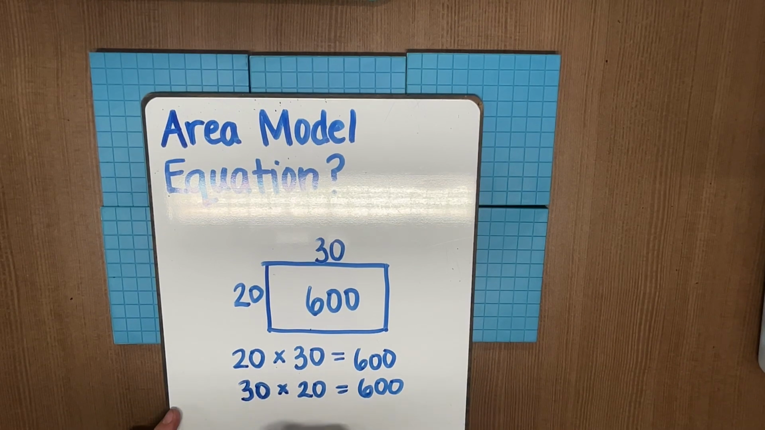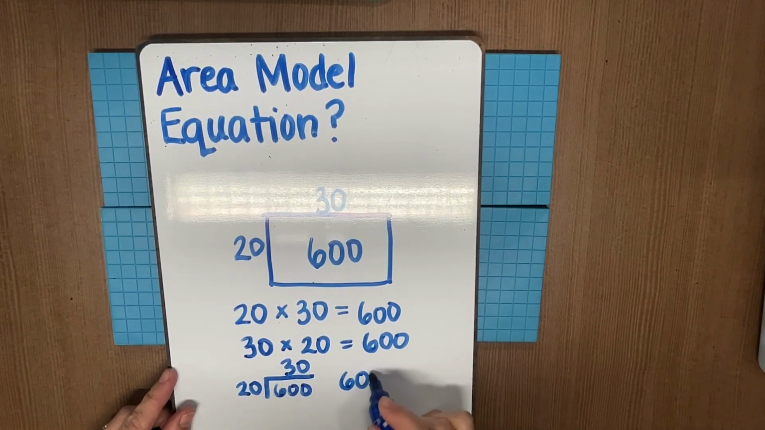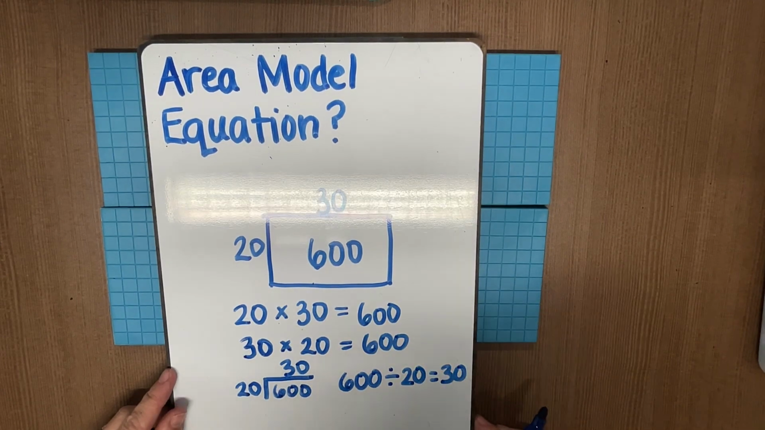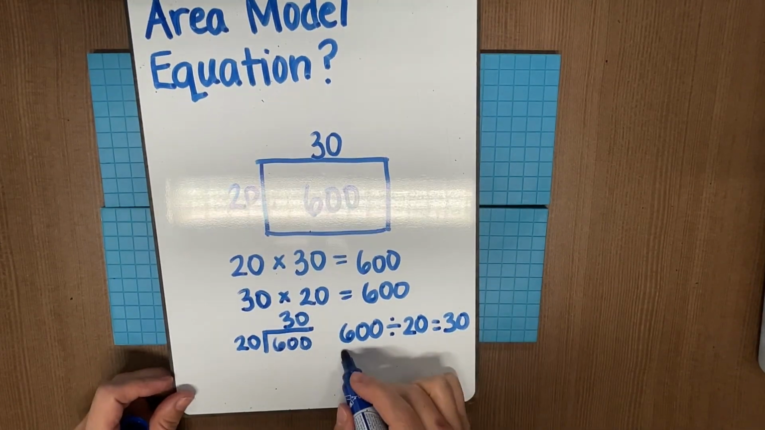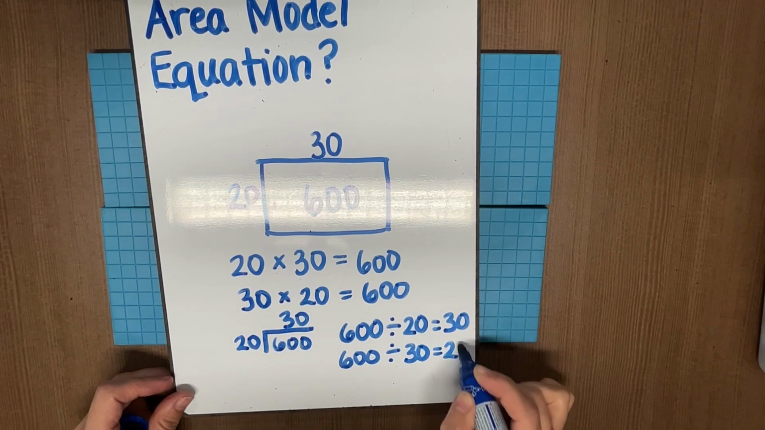What would the division problems be? This symbol gives us a hint. I know 600 is inside, and we are dividing by 20, so the quotient is 30. I can also write this 600 divided by 20 is 30. Or 600 divided by 30 is also 20.